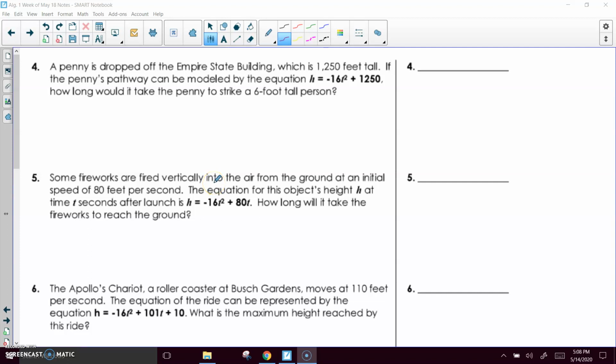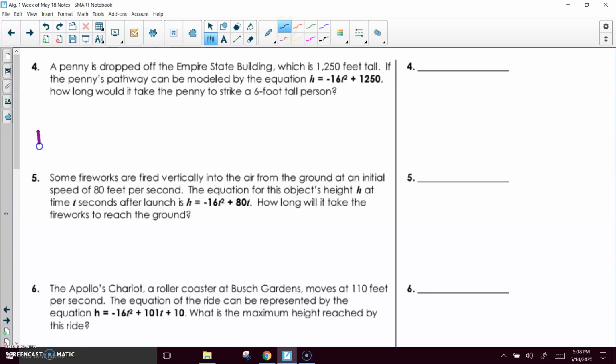Let's continue on with number 4. A penny is dropped off the Empire State Building. That's a really tall building in New York City, which is 1,250 feet tall. If the penny's pathway can be modeled by the equation h equals negative 16t squared plus 1,250, how long would it take the penny to strike a 6-foot tall person?